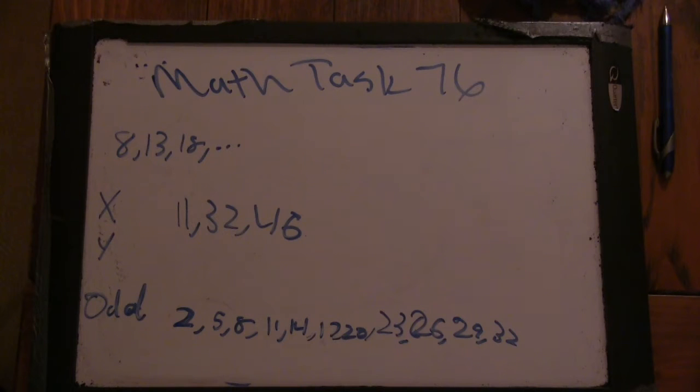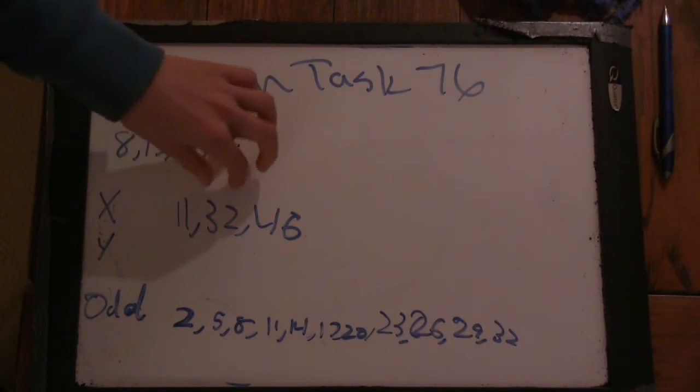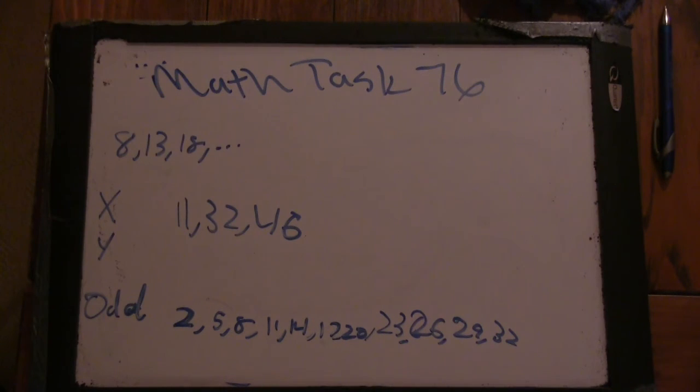But since we're counting by 3s, the difference should be a multiple of 3 between these. 46 minus 32 is 14, so we're not going to get 46. Okay, so the difference isn't a multiple of 3.